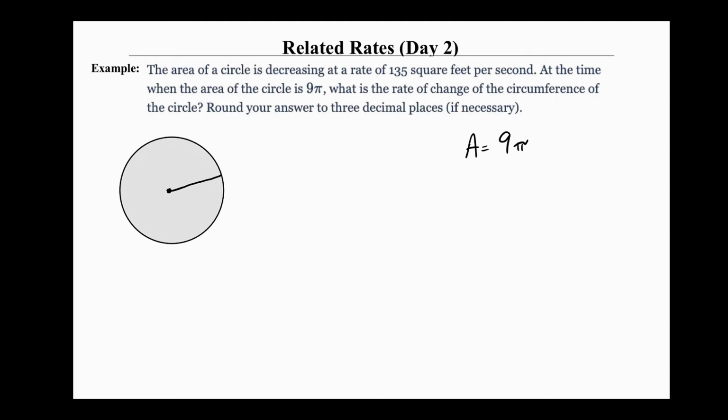So the rate of the area is decreasing. Good. So what are we going to use? So that's going to be negative 135, right? What are we going to use to denote that on the other side? There you go. Good.